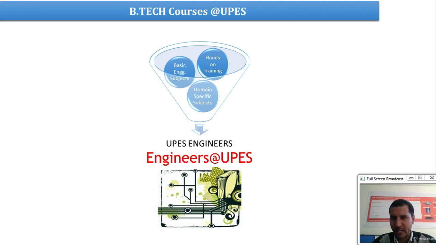But out of those 48 subjects, 40, or let's say 35 subjects, would be core computer science, and around 10 to 15 subjects would be domain specific, as you can see in the slide. Then there would be certain basic engineering subjects clubbed together, and you'll have hands-on experiences, trainings, and lab exercises. Combining all these three together becomes an engineer. That's the difference between any traditional college and UPS.